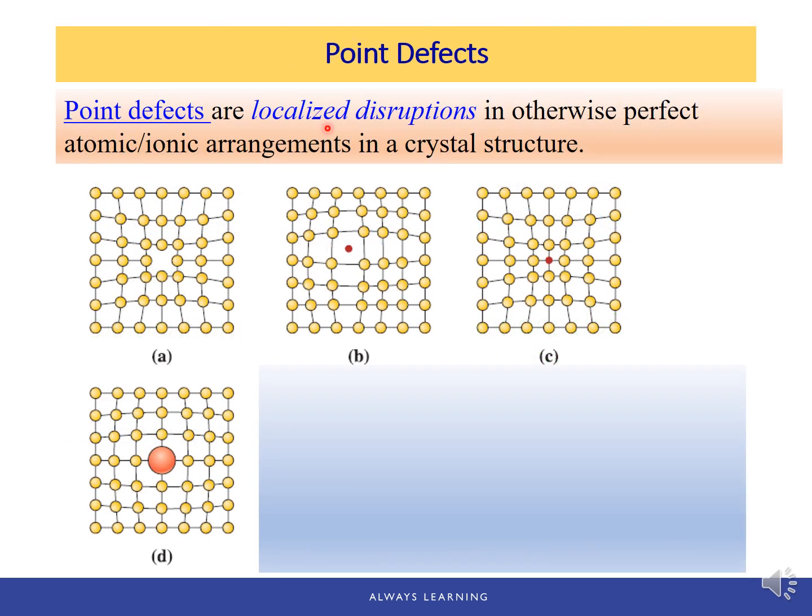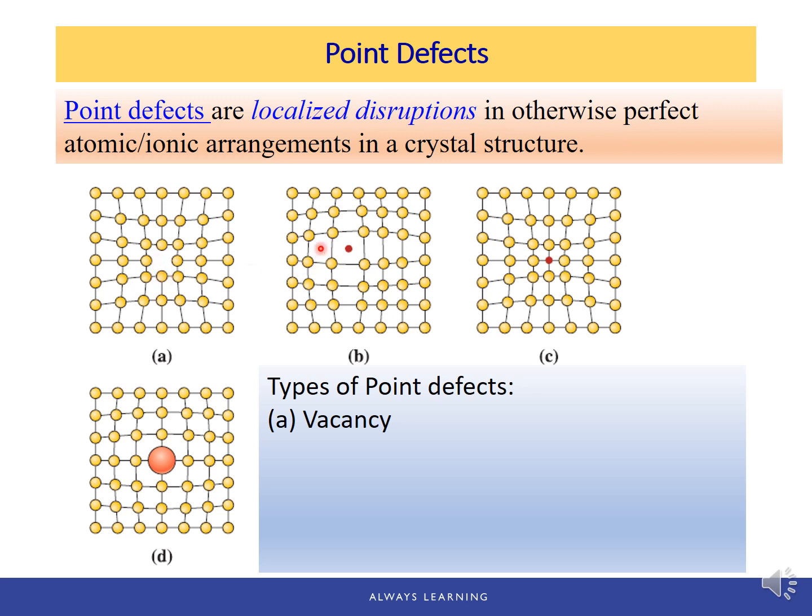Point defects are localized disruptions in otherwise perfect atomic or ionic arrangements in a crystal structure. We have the following types of point defects. The first is vacancy. You can see here one atom is missing from the lattice point. So the missing atom will form a vacant site, or a vacancy.